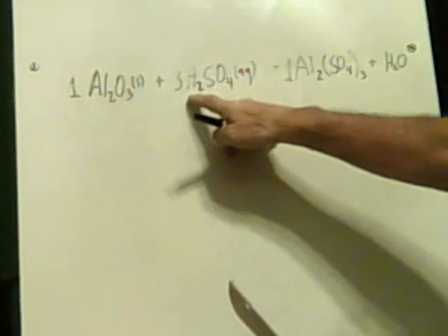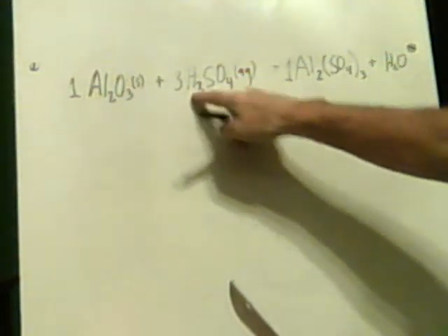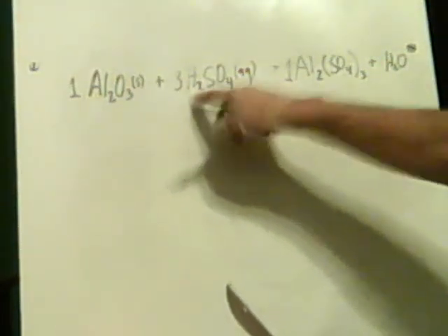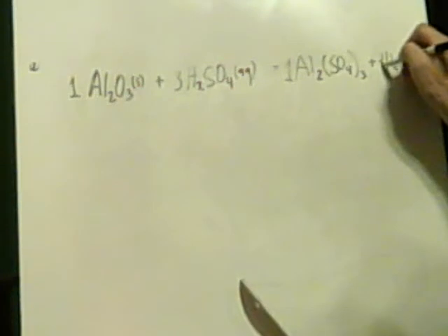balance that. The easiest one will be the hydrogens, because I see right here there are simply 6 hydrogens on this side, so there's going to have to be 6 hydrogens on this side, and that has to be 3H2O, and I didn't need any fractions.